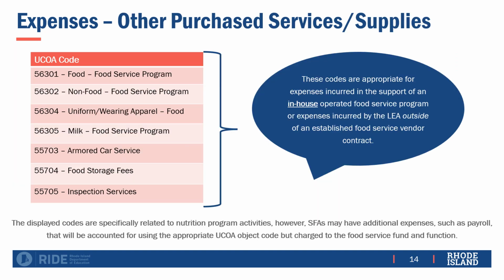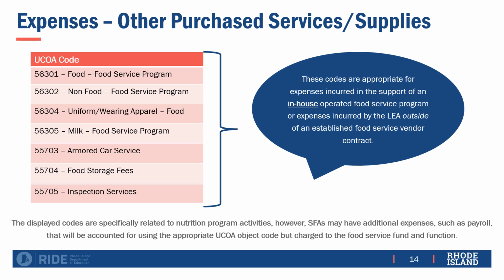For SFAs that are operating an in-house food service program, or for those SFAs under contract with a food service management company or meal vendor but who are incurring additional expenses outside of the contracted services, the UCOA codes displayed on this slide would be appropriate in accounting for those expenses. Note, the object codes displayed on this slide are to be used specifically when accounting for expenses related to the school nutrition programs and represent common expense categories for in-house operated food service programs.